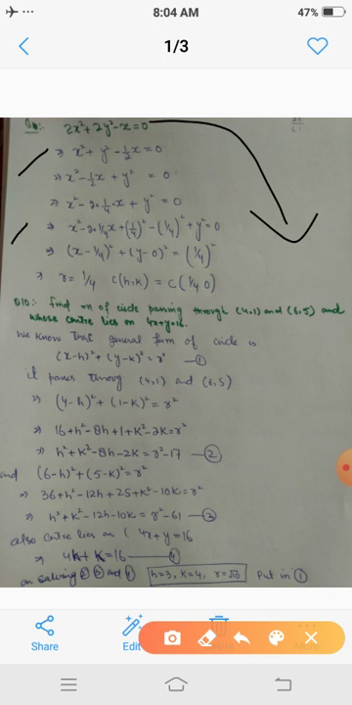1 upon 4 whole square and we have to subtract the same 1 upon 4 whole square, because by making the first two terms a complete square we have to add 1 upon 4 square and subtract 1 upon 4 square. So we get (x minus 1 upon 4) whole square plus (y minus 0) whole square equals 1 upon 4 whole square. Or simply, because it is in general form, its radius is 1 upon 4 and the center is (1 upon 4, 0).